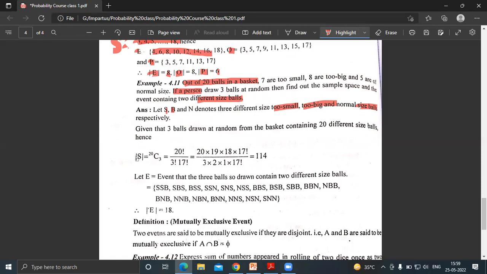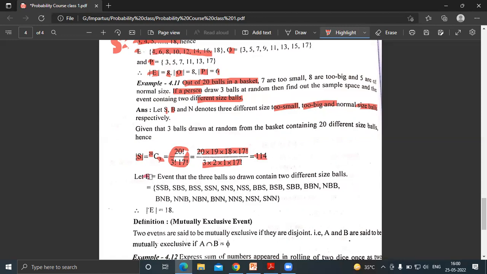So the sample space, what will be its answer? Total number of balls is 20. From this you will draw 3 balls, so this is 20C3. That is n factorial by r factorial into n minus r factorial, so 20 factorial by 3 factorial into 17 factorial. Then you know how to solve the factorial values. In this way you solve this and you will get the answer 1140.